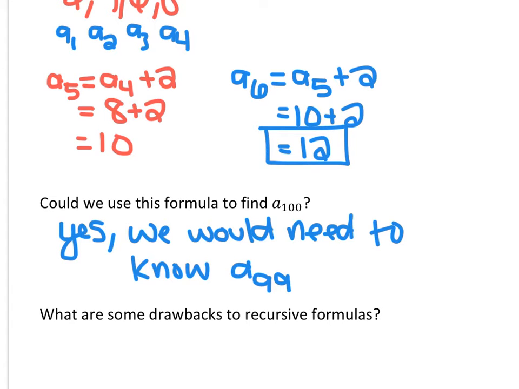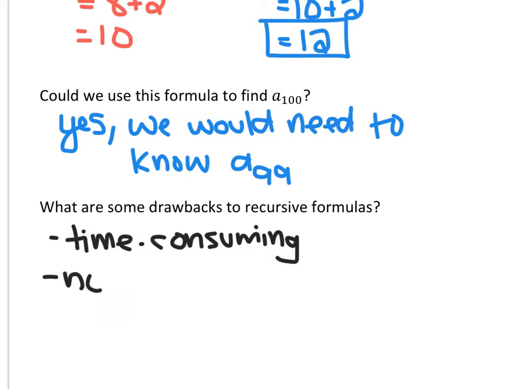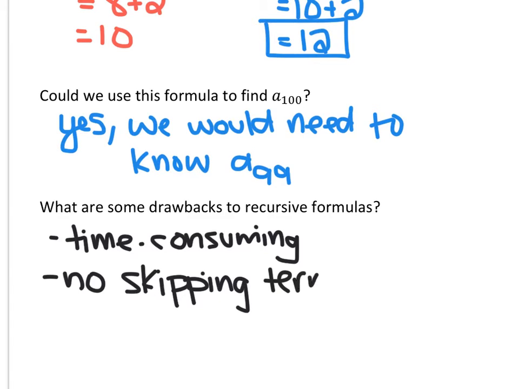So what are some drawbacks that you can see to recursive formulas? First, they can get time consuming, because you're always going to have to know the term that's directly in front of it. So there's no skipping terms, which leads back to the time consuming problem.